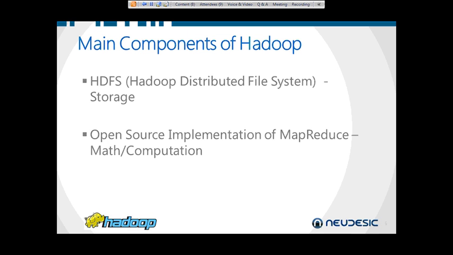The two main components of Hadoop are the file system, HDFS, which provides the storage engine for Hadoop, and an open source implementation of the MapReduce concept. MapReduce isn't a brand name. It denotes a two-step problem-solving process, an initial mapping process and then a reduction process, and that forms the computation engine of the solution.